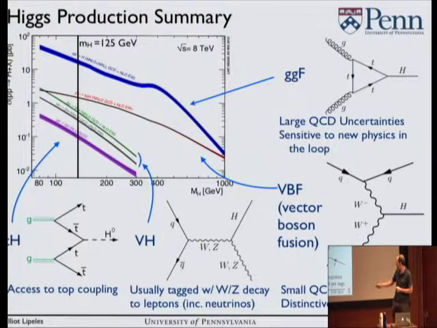The VBF production has small QCD uncertainties. It has this very distinctive signature because you get a forward and a backward jet due to the two quarks coming out of this diagram. And so that allows us to, one, get a more pure sample by tagging, and it gives us different access to couplings because the coupling here is directly related to just the vector boson couplings. You can have W's here, you can have Z's here.